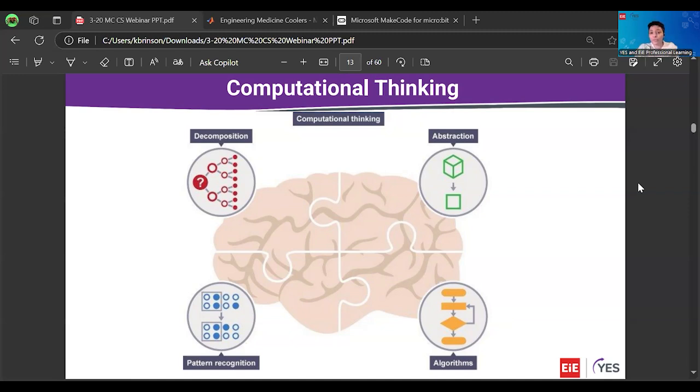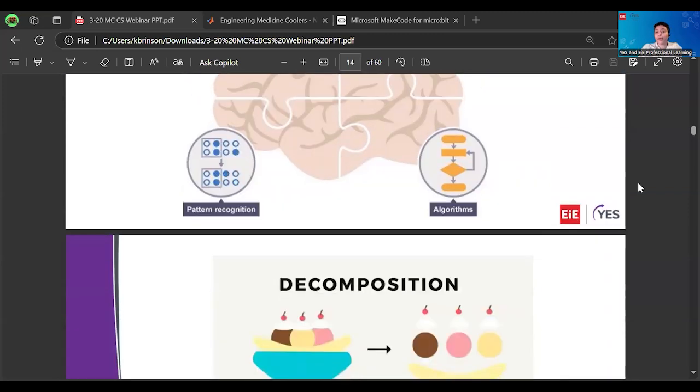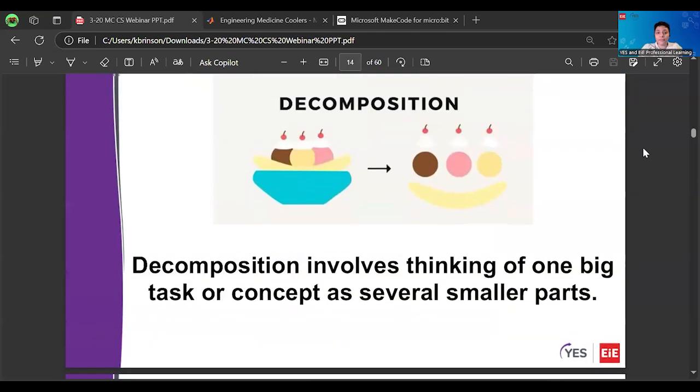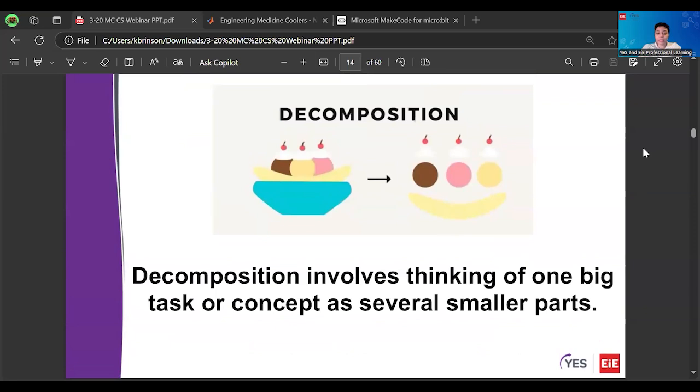So I'm going to walk through these 4 skills, and then I'll show you our framework to sort of build on that. So the first piece here is decomposition. So computer scientists really face complex problems, but instead of tackling them all at once, they use decomposition. So they're breaking down this one big task into smaller parts that are more manageable.